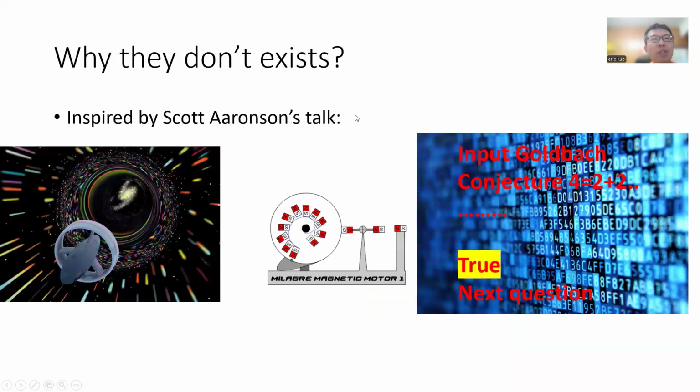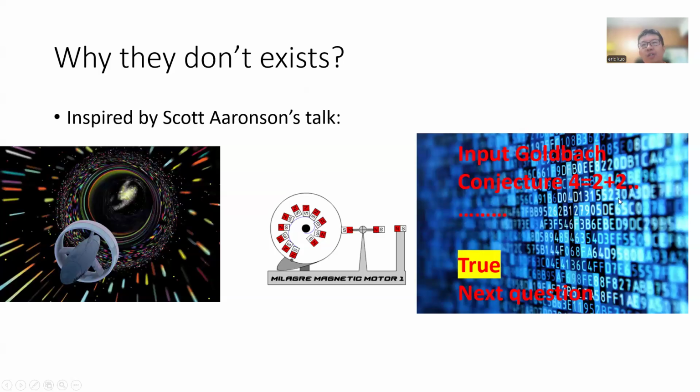This is what I was inspired by in Professor Scott Aaronson's talk on complexity theory. One can ask why there's no such thing as a warp drive, where you can jump to any timeline. This is somehow prohibited by special relativity, if you believe the speed of light is the upper bound of all speeds. And why is there no perpetual motion machine? Because there's thermodynamics. In thermodynamics there's a law saying that the entropy of the whole system will increase. So there are no such magic devices in our universe.